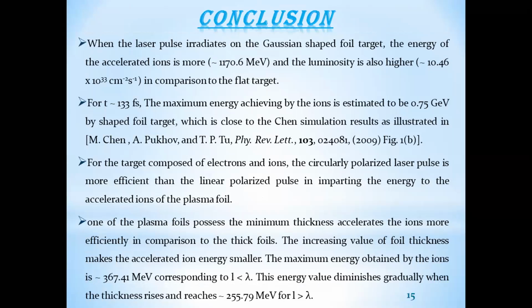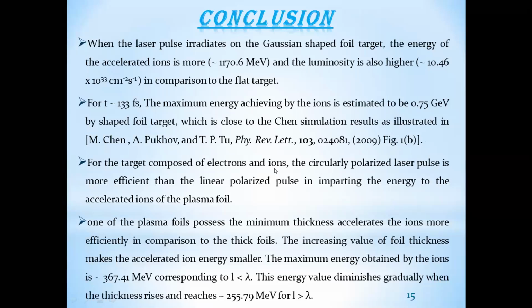So finally, I would like to conclude my findings. When the laser pulse irradiates the Gaussian shaped foil target, the energy of ions is more in comparison to the flat target, and the same holds for the luminosity. And we found that at T approximately 133 femtosecond, the maximum energy achieved by the ion is estimated to be 0.75 GeV, which is nearly close to the Chen simulation results as illustrated in this paper, in part B of figure 1.